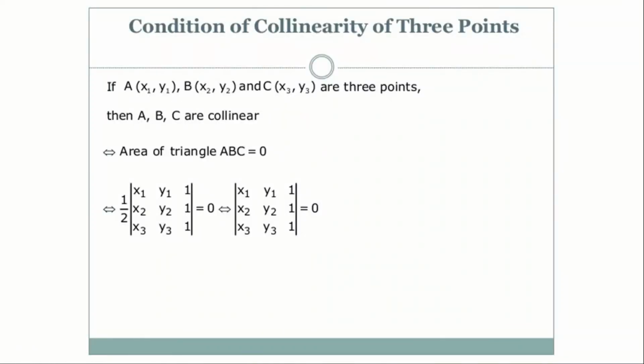Moving to the condition of collinearity of 3 points. When there are 3 points, 3 vertices, that is A(x1, y1), B(x2, y2) and C(x3, y3), then A, B, C are collinear. It is said to be collinear when the area of triangle ABC is equal to 0. When the area of the triangle is equal to 0, we can say these 3 points are collinear. So this is the condition of collinearity of 3 points.